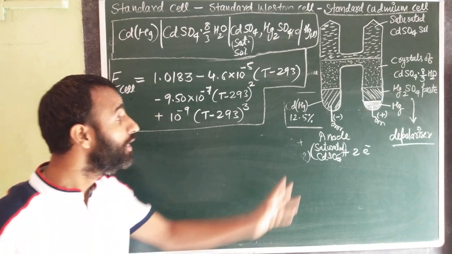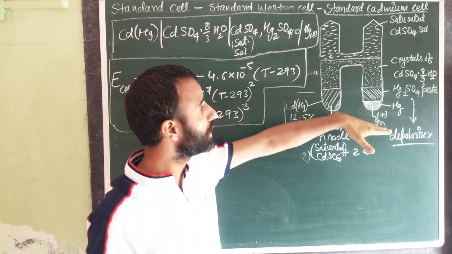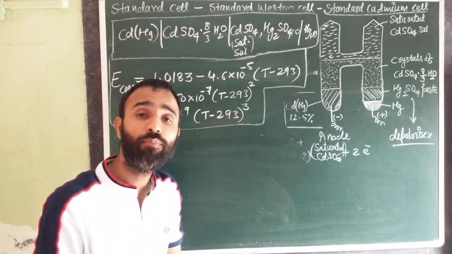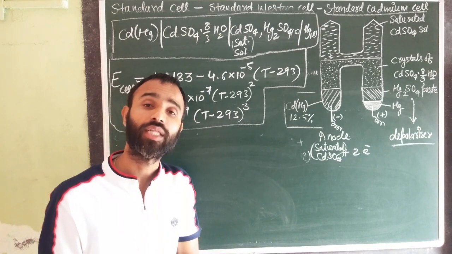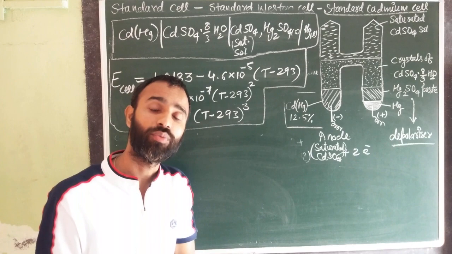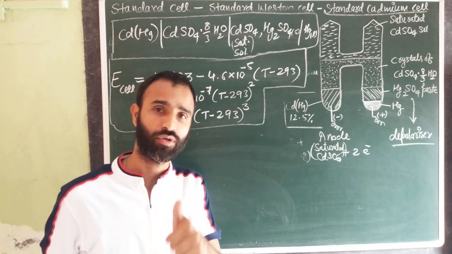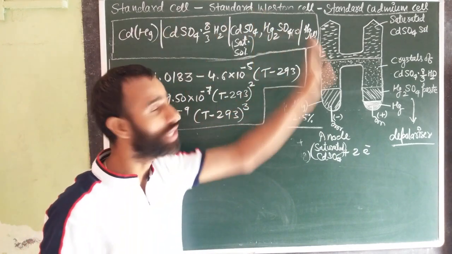Now keep in mind, this cell must always be kept upright, first thing. Second, it cannot be put in a circuit for a longer period of time, otherwise the EMF of the cell will no longer be constant. Got it? This is all about the standard Weston cell.